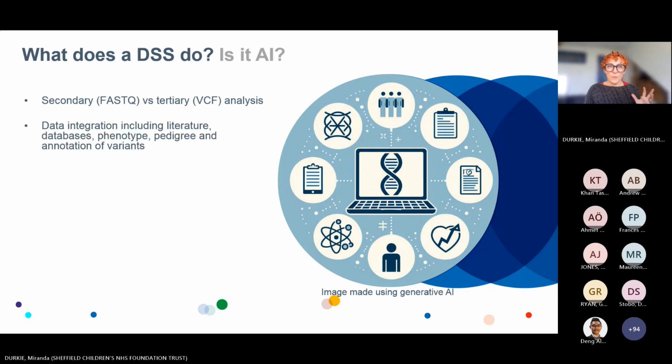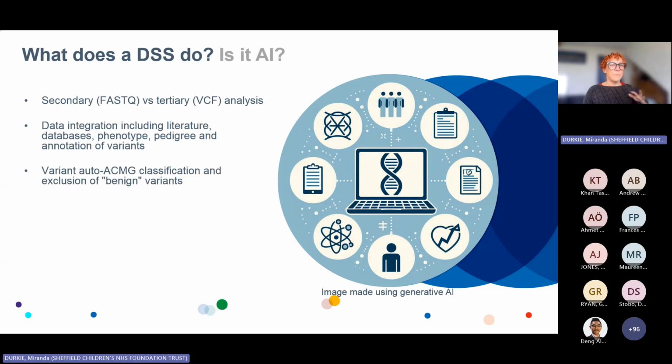So what's really good about these softwares is that they do things a lot quicker than humans can do, and integrate multiple data sources. This includes data from the literature, databases such as gnomAD and ClinVar, some do HGMD, it includes the phenotype of your patient, usually via HPO terms, obviously the pedigree, and it does a lot of annotation of the variants to save you time. Most use some form of auto classification using the ACMG criteria, and then excluding the variants that they think have a low likelihood of being causative.